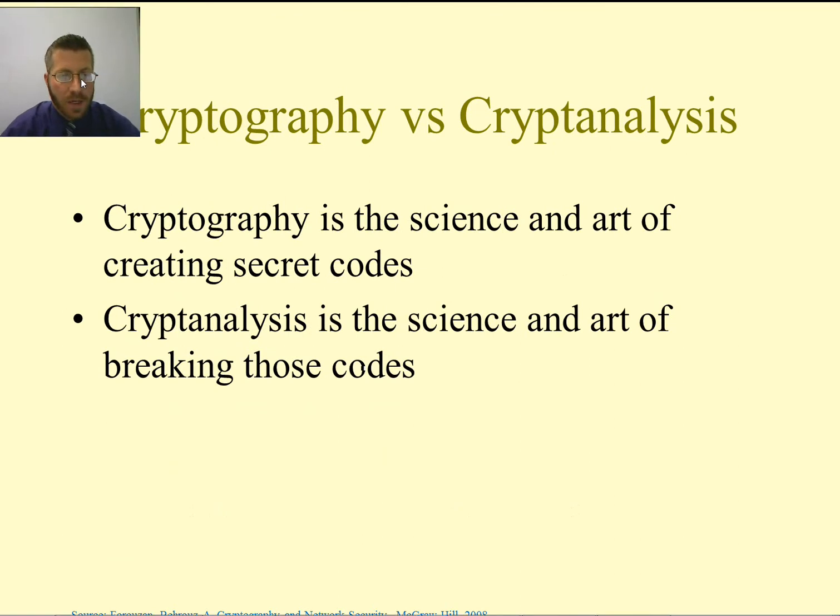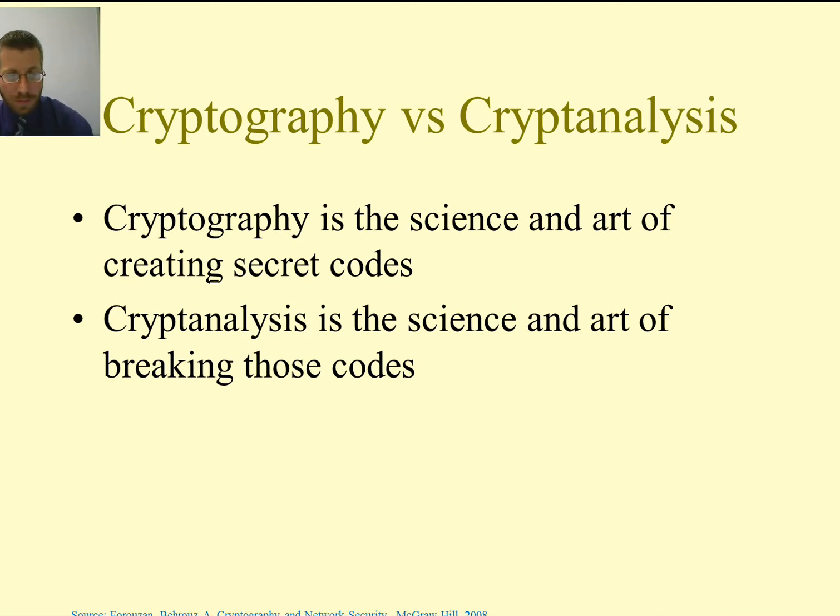Okay, another definition here, just distinguishing between cryptography and cryptanalysis. Cryptography is the science and art of creating secret codes. This has been around for thousands of years, back to the days of Julius Caesar. Cryptanalysis, on the other hand, is the science and art of breaking those codes. As long as cryptography has been around, cryptanalysis has also been around because people want to break those codes. They want to figure out exactly what are these secrets that people are trying to say, what are they trying to tell, and why do they not want us to know.